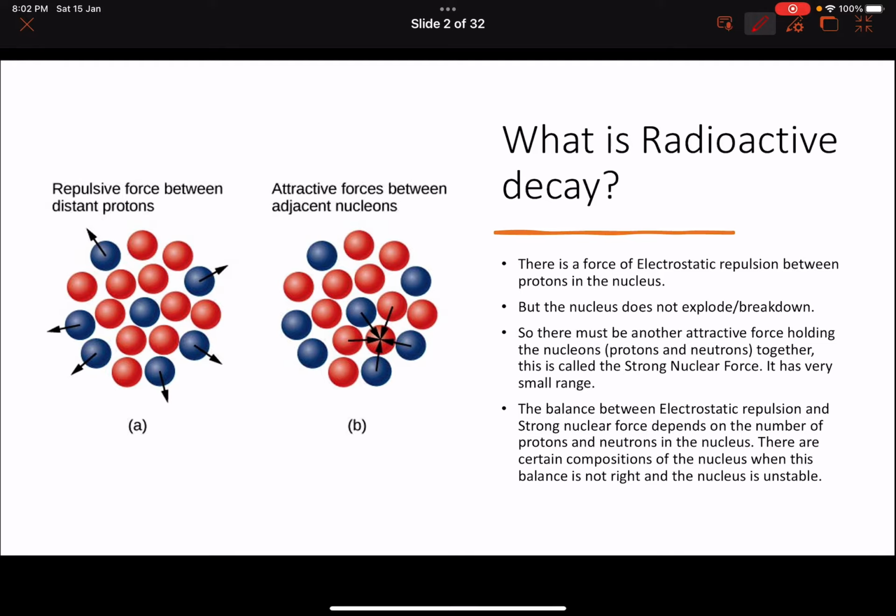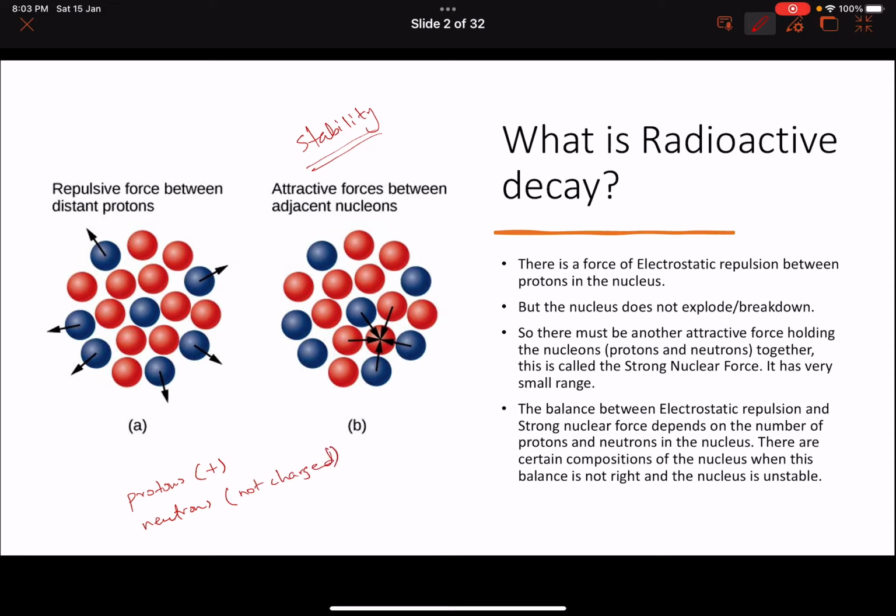So it all has to do with the stability of the nucleus. Stability is the important thing. Now, if you think about what is inside the nucleus of an atom, you know that it contains protons, which are positive, and neutrons, which are not charged.